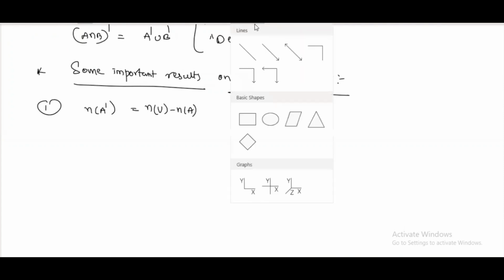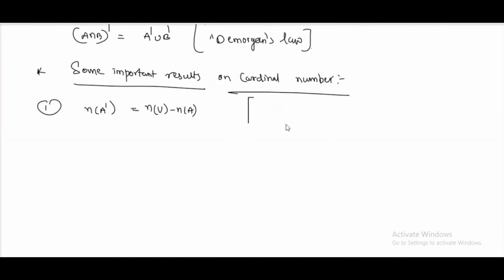So using the Venn diagram, how can we see this? Let's think this is the universal set, and this is our set A.